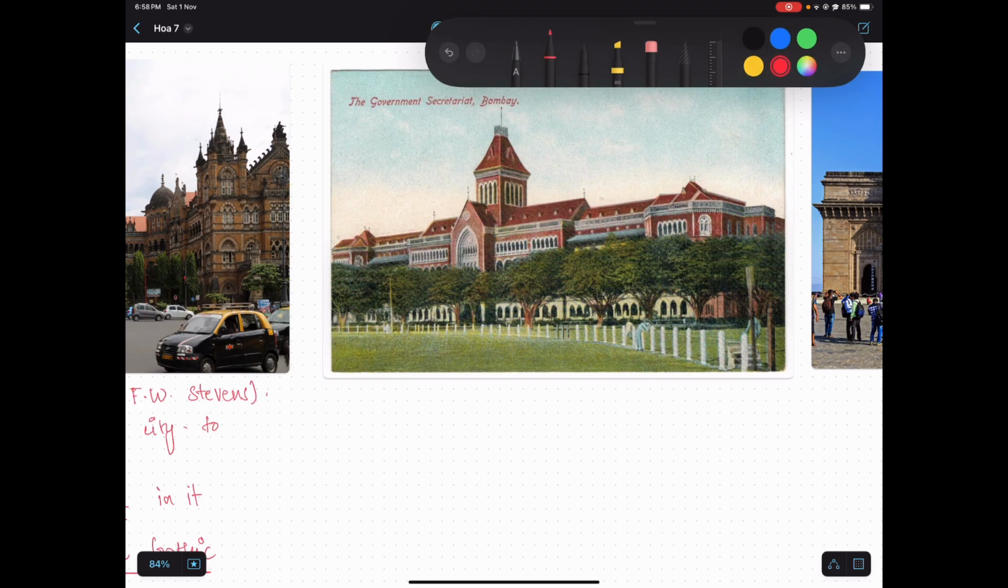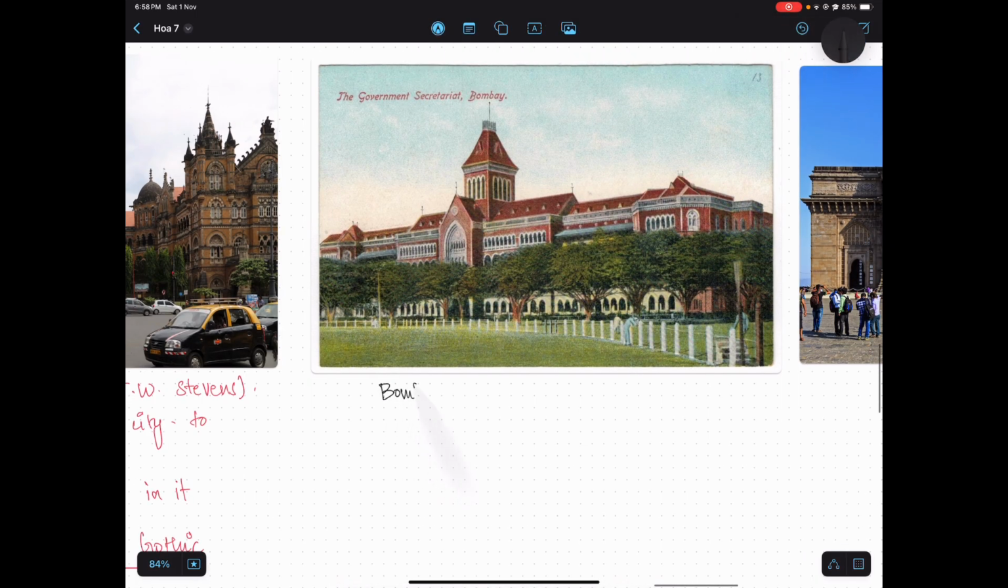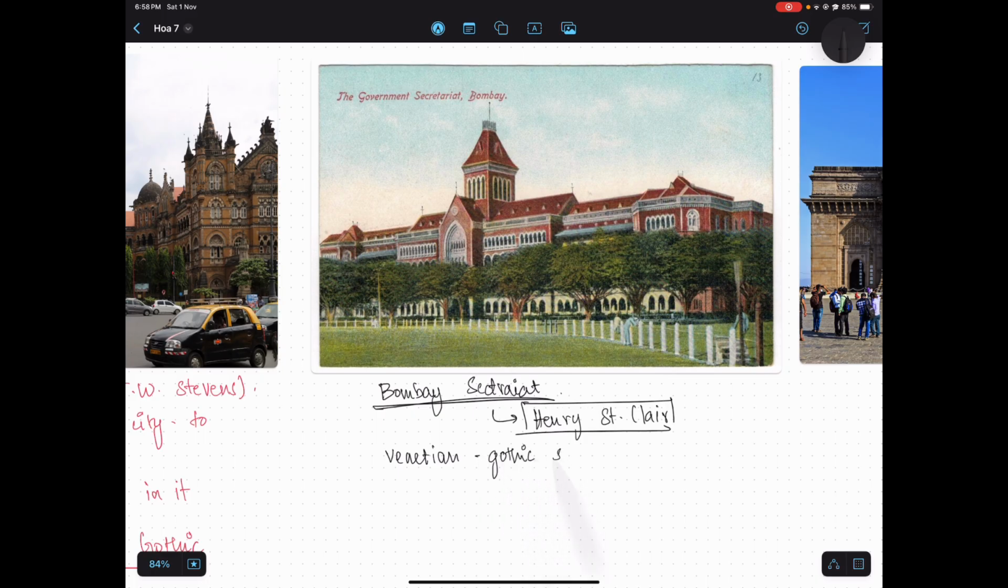So that's about it. Then we have our Bombay Secretariat. I'm not sure if this building still stands. So we have Bombay Secretariat, which was designed by Henry Saint Clair, and again he designed it in the Venetian Gothic style, and he also used mangrove tiles for the roof.